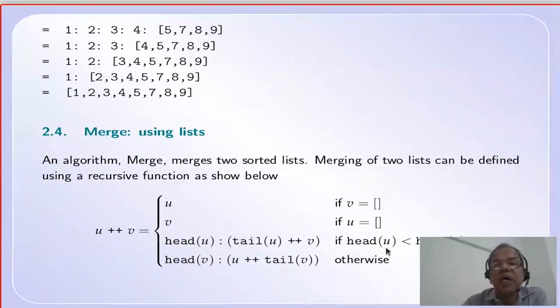Otherwise, what should we do? Compare the head of U with the head of V. Whichever is smaller, if the head of U is smaller, that will become the head of the new list. Remove the head of U, and we will be left with the tail of U. So the sub-problem is merge tail of U with V. Otherwise, the roles of U and V will be changed. Head of V, prepend it to the sub-problem, which is U merge with tail of V. That's it. This is almost a solution.